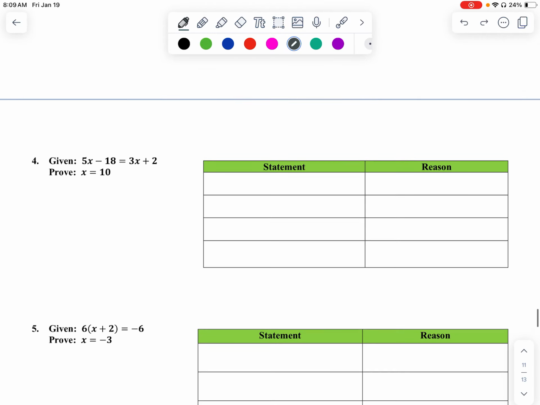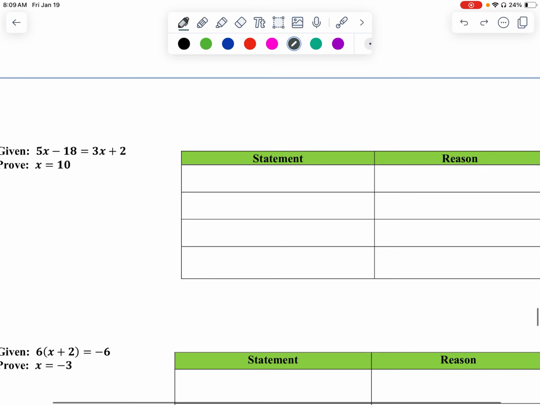Flipping over to the back, we have a couple more problems here. And again, there's going to be a lot of different ways to do these problems. Starting off with my given, I have 5x minus 18 equals 3x plus 2. That's my given. Now to solve this, there are 4 different ways to correctly do this problem. I'm a big fan of always moving one of my x's from the right side to the left side or vice versa, just to get them all together.